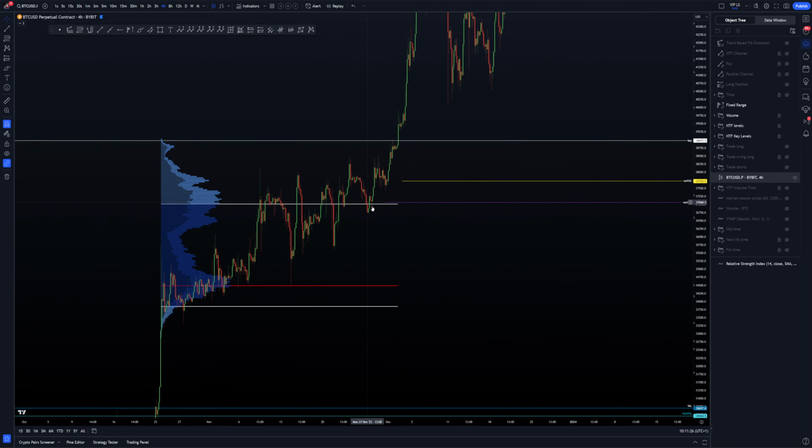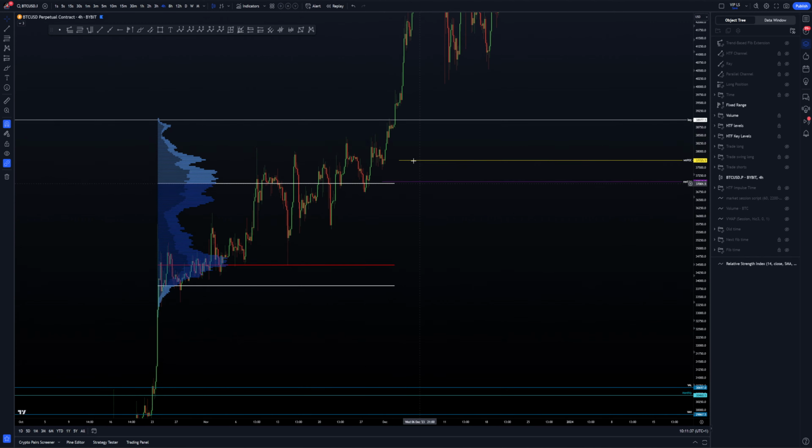But normally, if you start getting acceptance below this value high, you have more chance to reach the path of control and the value low. So yes, we can bounce in between. It's all about probabilities, but normally we have more chance to go for the path of control and the value low. Okay, so if we start breaking this bottom right here, it's no swing failure, watch out still of these lows.